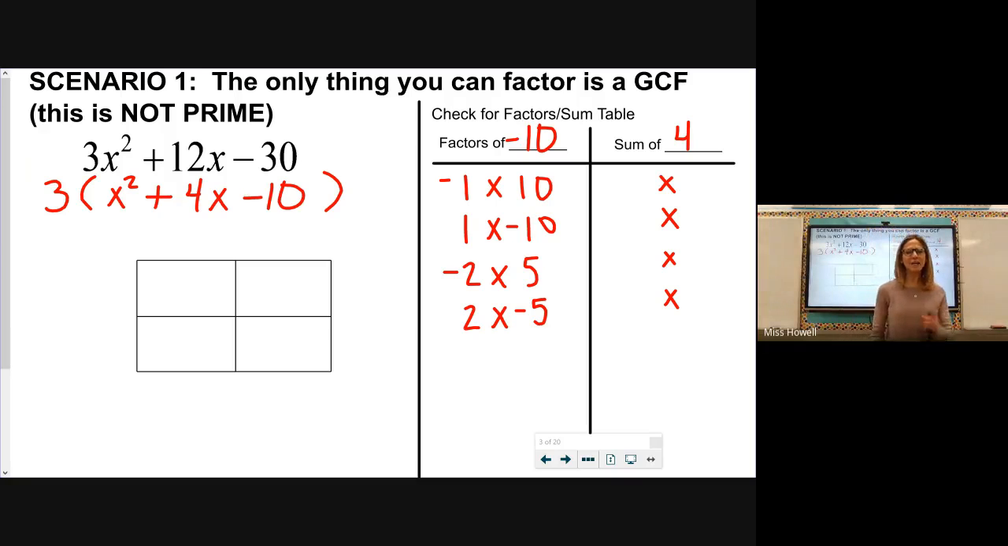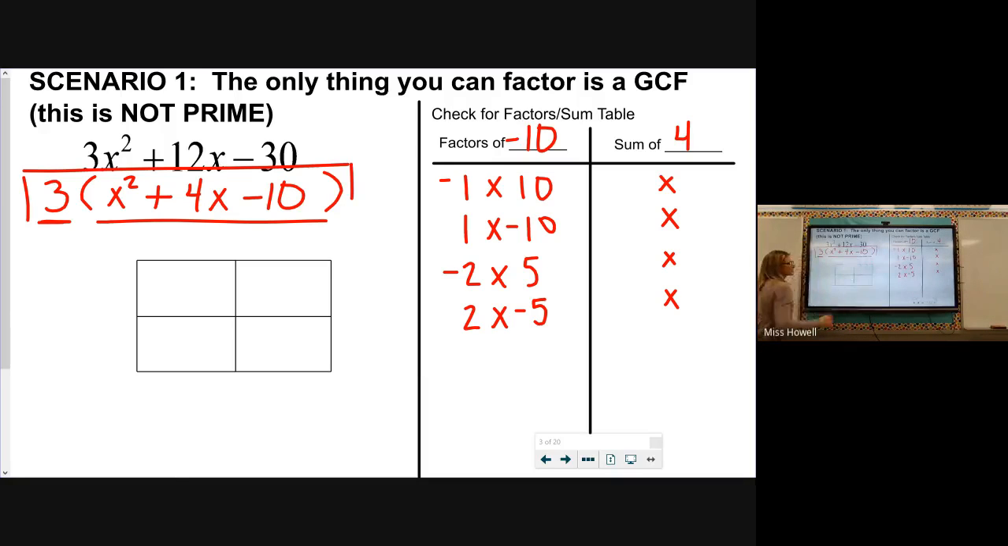However, it is not prime because we have 2 factors. We have a factor of 3, and then we have this leftover factor of x squared plus 4x minus 10. So scenario 1 is I can factor, but only by GCF. That is not considered prime.